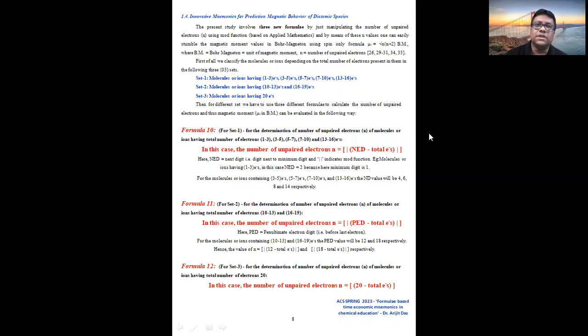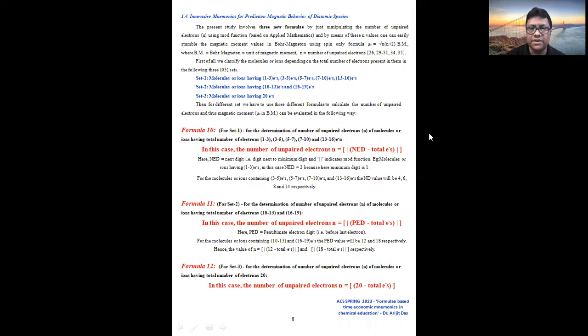Now, we see the magnetic behavior of diatomic species can also be predicted without the MOT concept. First of all, the species can be divided into three sets: set 1, set 2, set 3. So these are the three formulas. For set 1, we use the formula mod of NAD minus total electrons. Here NAD stands for next digit.